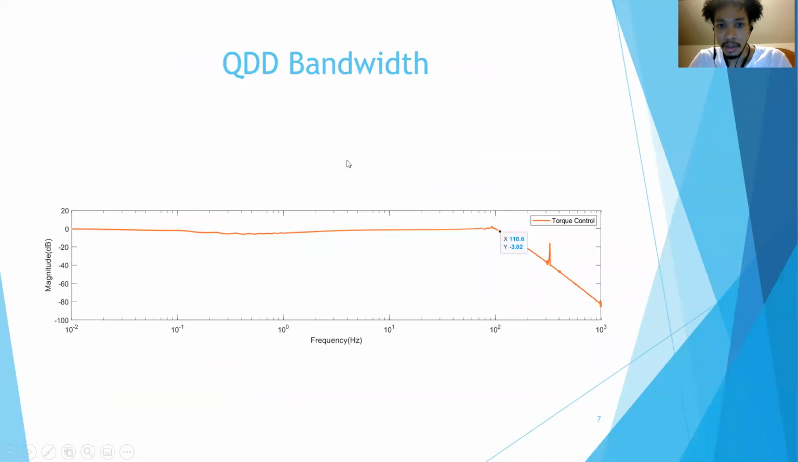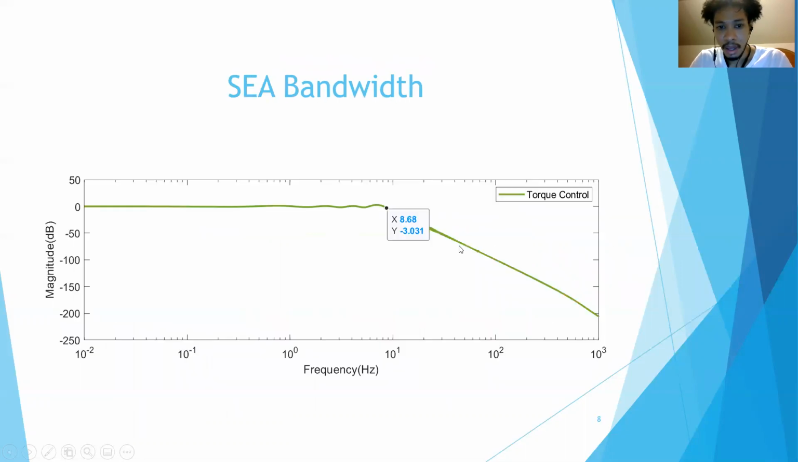Now looking at the results for the QDD bandwidth, we can see that when we took the value when it reached -3 decibels, I was able to get a frequency of 110 Hertz. And when you compare that with the bandwidth that I attained for the SEA, that's quite good. The QDD is more than 12 times that of the SEA bandwidth.